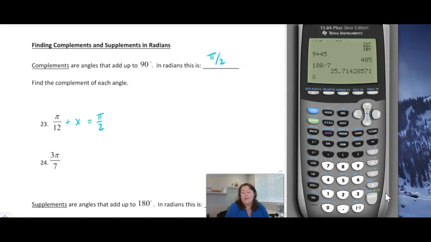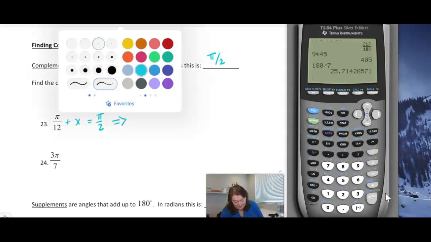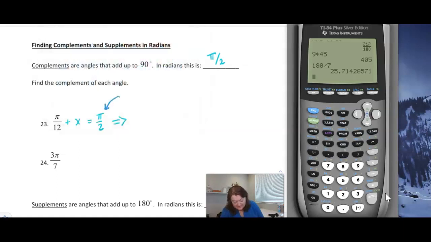Now this could be a super yucky algebra equation to solve for x, or save yourself some hassle and turn this into the same denominator. So instead of it being 12ths and 2s, I'm going to say pi over 12 plus what equals 6 pi over 12. Well, now with the same denominator, the top becomes really easy. I have 1 pi, I need to get to 6 pi. That's got to be 5 pi over 12.